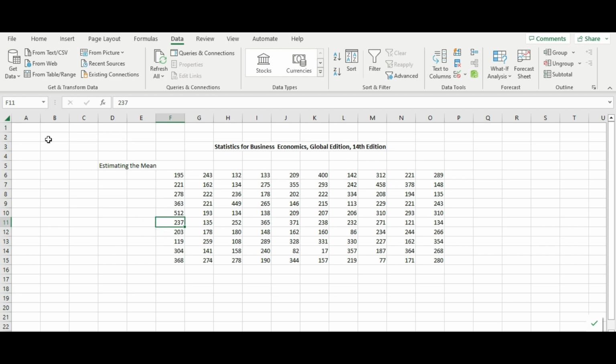Right. So our first video represents estimating the confidence interval. We have been given the total samples and standard deviation. Here in our next video, by the way, our reference book is Statistics for Business and Economics, Global Edition. So we want to estimate the mean.